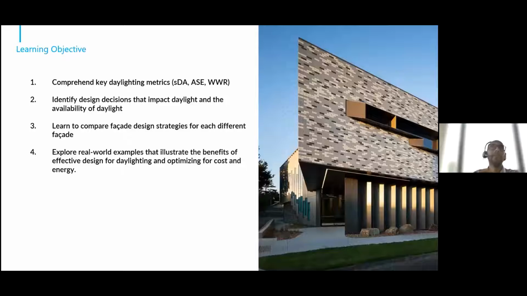The second thing we'll do is try to identify some design decisions that impact daylighting and the availability of daylighting in a space. We'll also learn to compare different facade design strategies for each different facade. And then we'll look at a couple of real life case studies and understand how design teams were able to effectively improve the daylighting and the performance of the space, and also optimize for cost and carbon and energy.